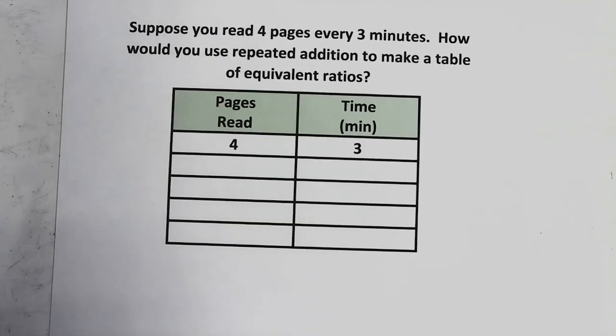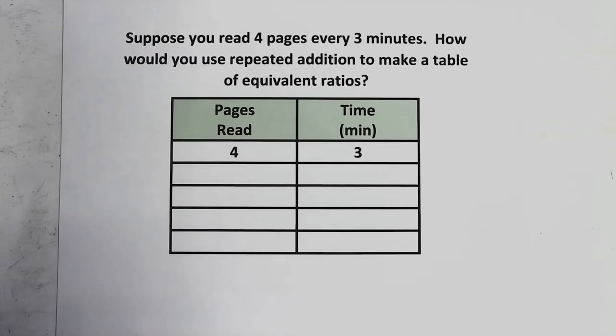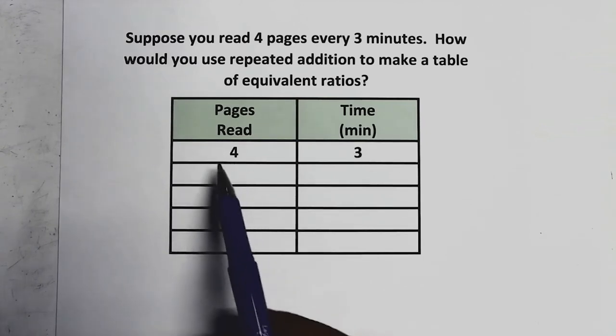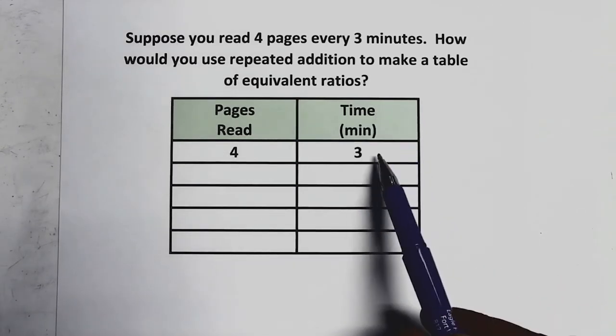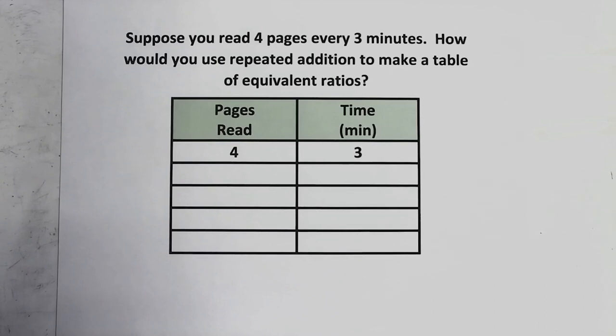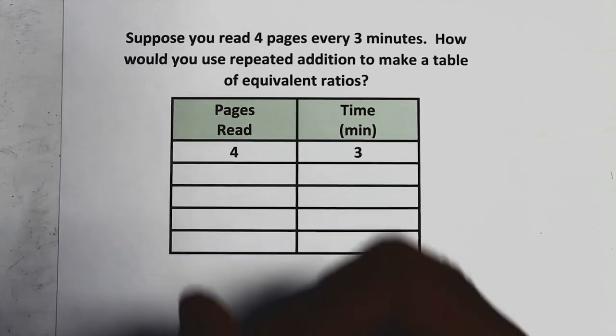Suppose you read 4 pages every 3 minutes. How would you use repeated addition to make a table of equivalent fractions? So I have a table here to get us started. Where should we begin? Yes, we can look at the number of pages read, which is 4, to our time, 3. So what number of pages read will we add each time to this 4? Correct, we can add 4 since that's the number of pages we read.